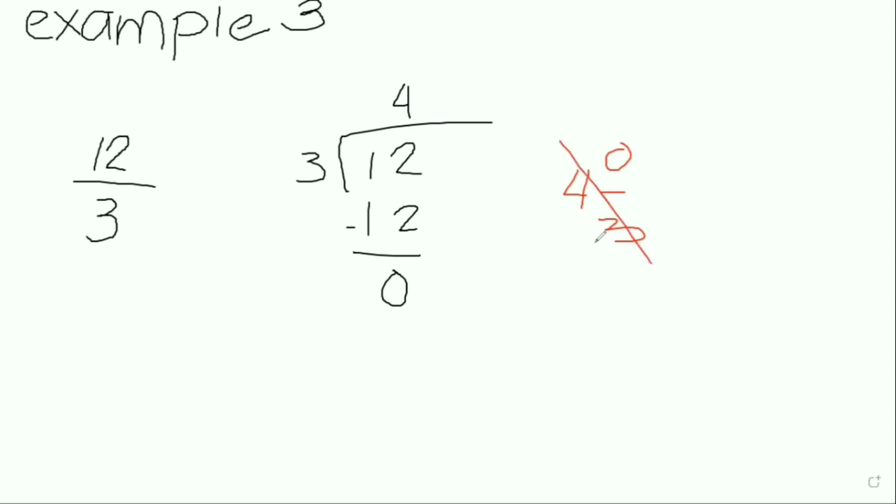The answer is no. Because as I have mentioned on the important reminder, if there is no remainder, the answer will just be a whole number and not a mixed number. So on this particular item, the answer is just 4. So 12/3 is equal to 4.